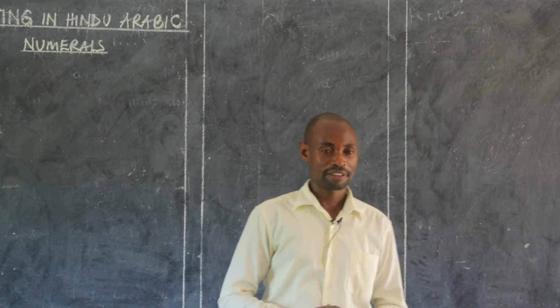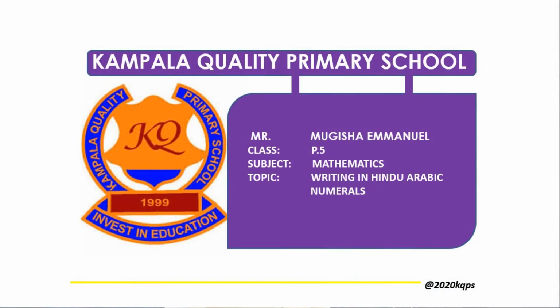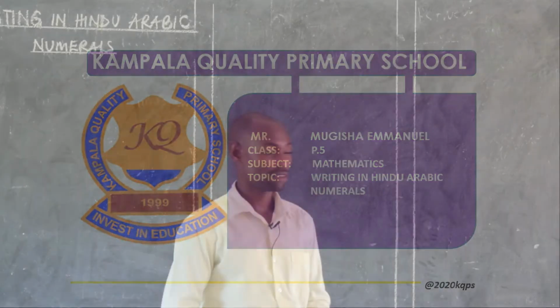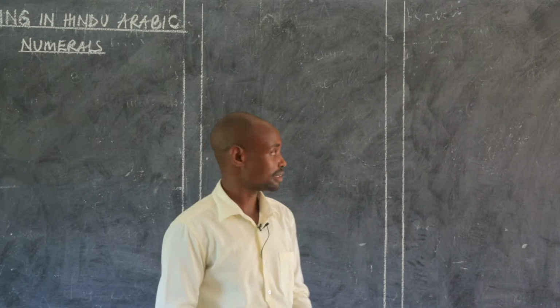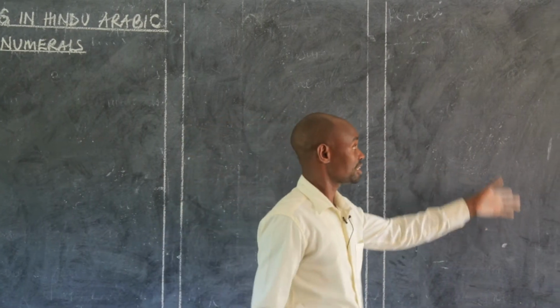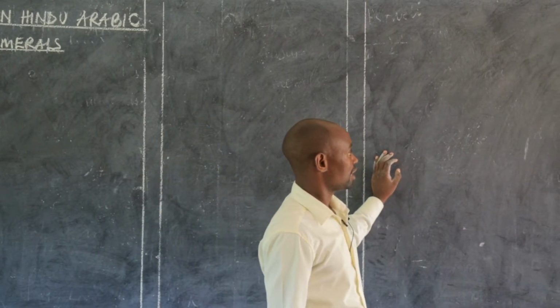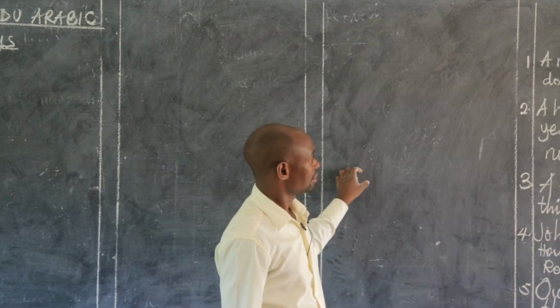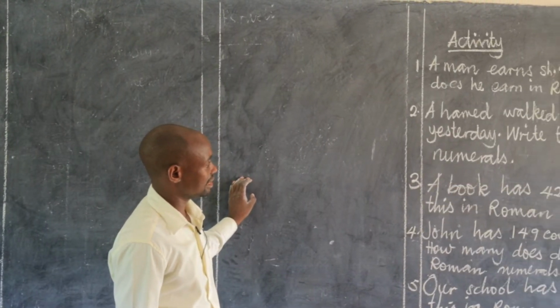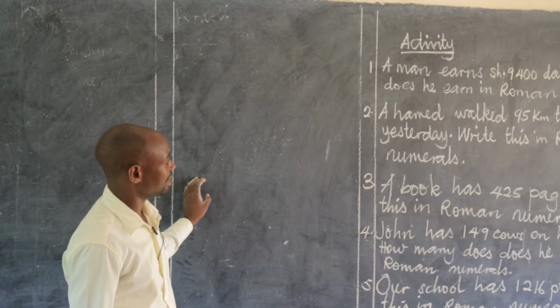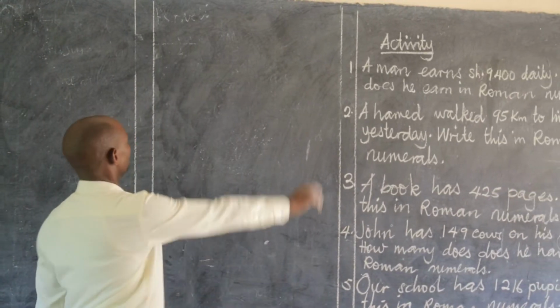Yes, my dear P5 learners, in our previous lesson, I gave you an activity of 5 numbers. And very first, before I take you through today's lesson, I want us to first check ourselves. Number 1: a man earns 9,400 shillings daily. How much does he earn in Roman numerals?